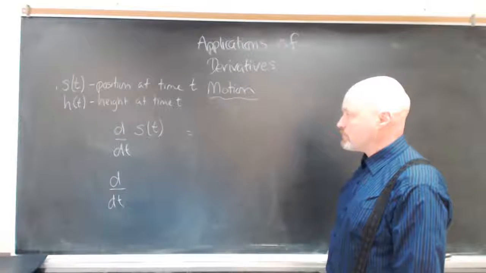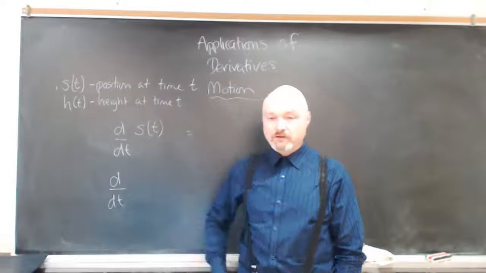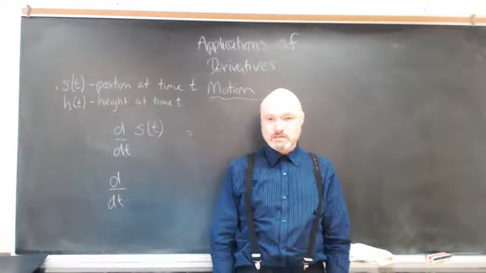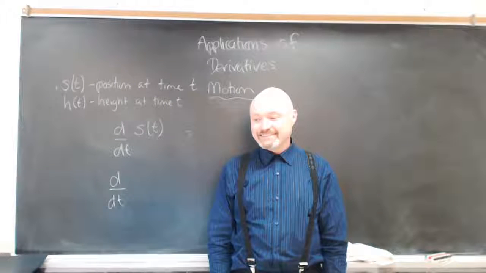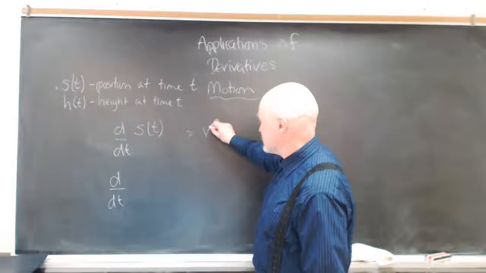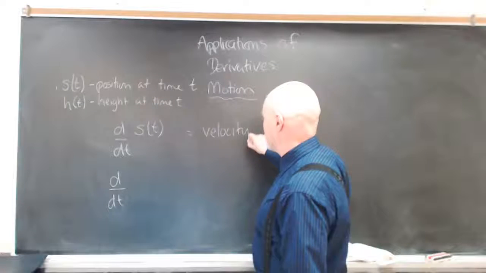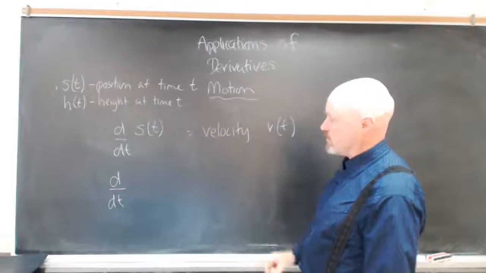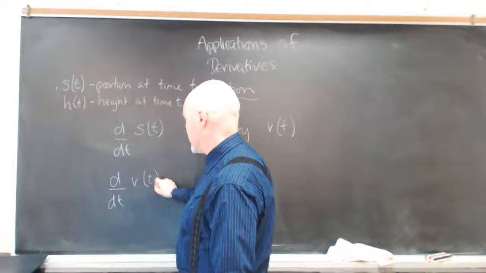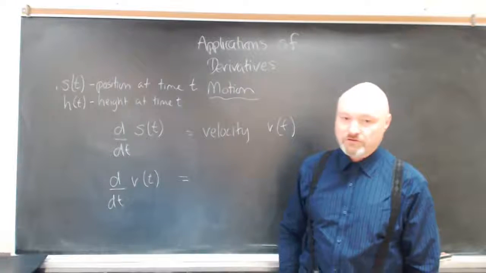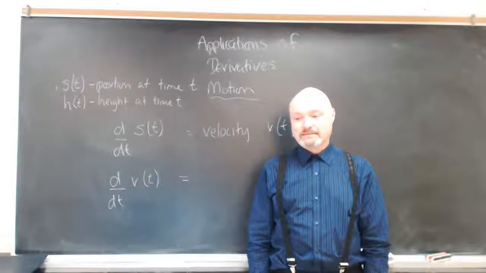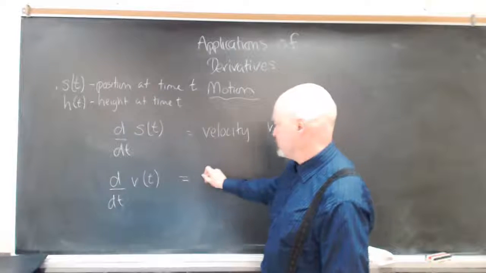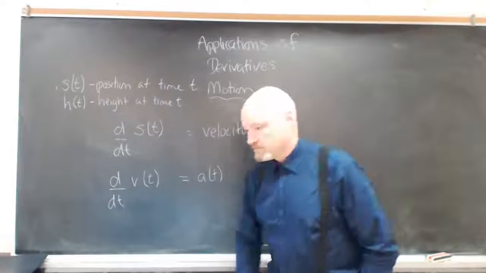So what do I get when I take the derivative of a distance-time relationship? What does that tell me? Velocity. Yes, this one's velocity, usually v at time t. And if I take the derivative of velocity at time t, what do I usually get? Luke, you already said it. You get acceleration at time t. Very good.